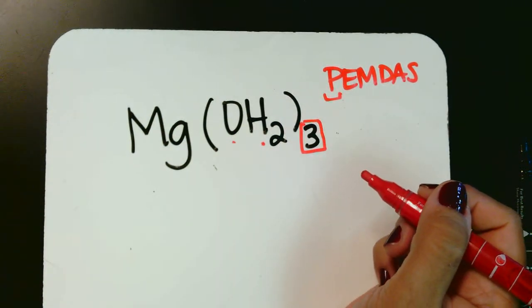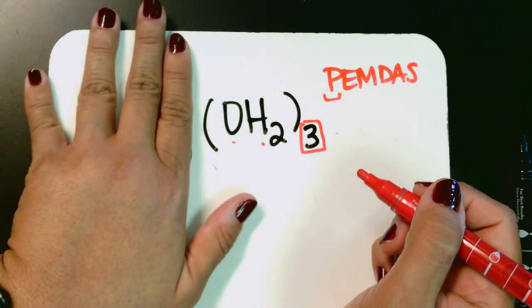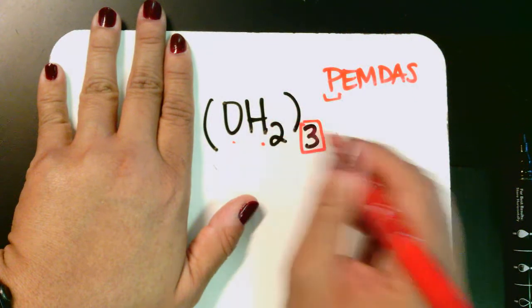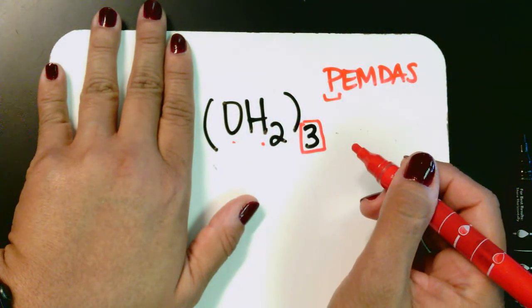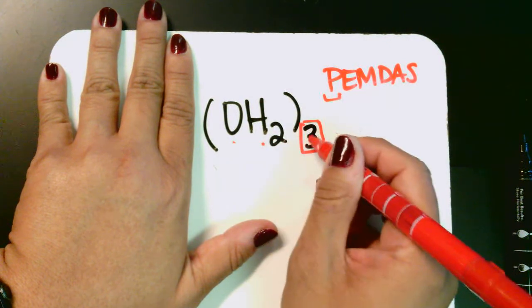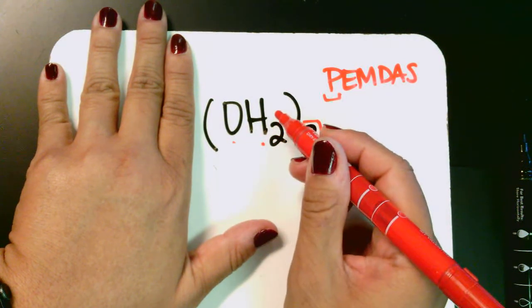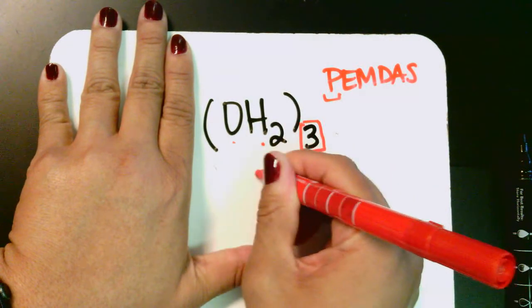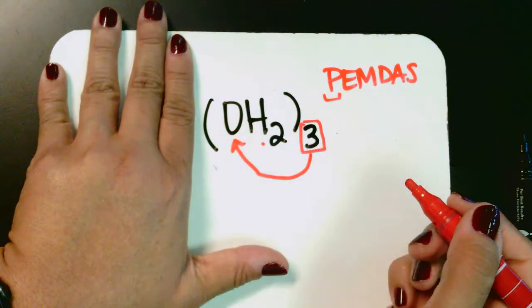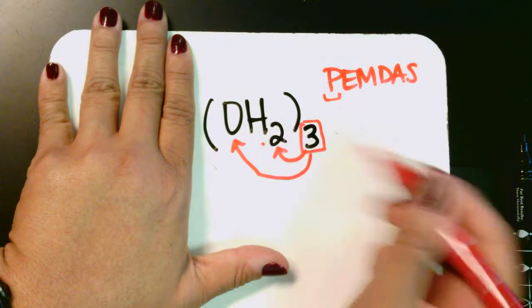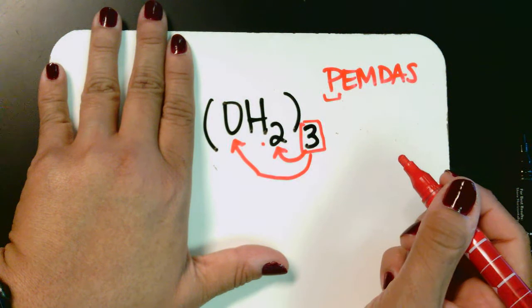So again, I'm going to ignore this magnesium because it's not doing anything. It's minding its own business. It's not involved in this particular relationship at all. When I have a subscript that I have to apply to everything inside of the parentheses, then that means this 3 is going to get multiplied by that 1 atom of oxygen and by those 2 atoms of hydrogen.